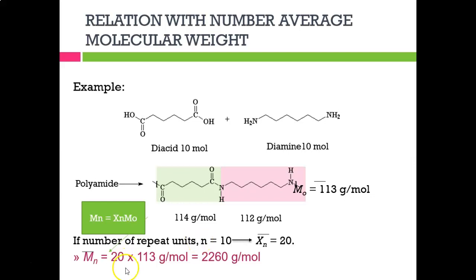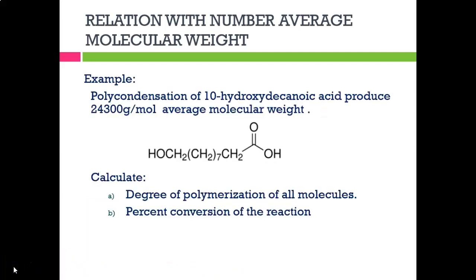If the question asks you to calculate the number average molecular weight, you can use the equation Mn equals Xn times M naught. Xn, as calculated above, is 20, and M naught is 113 gram per mole. So the Mn value is 2260 gram per mole. Okay, this is another example.